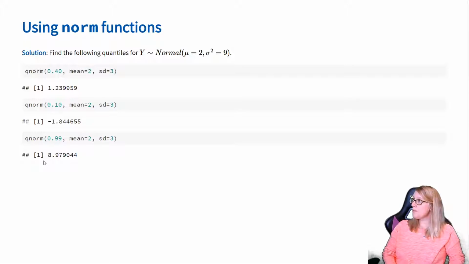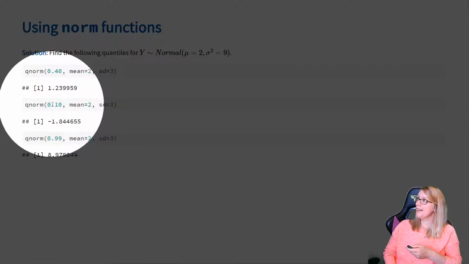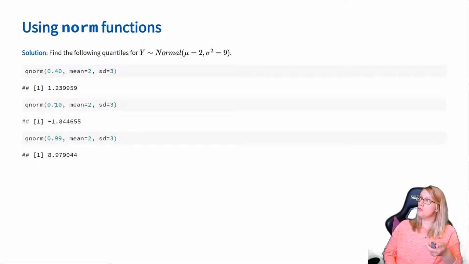So for example, if we want to find the cutoff that gives me the lower 40% of this distribution, we'll use the q-norm function. Our input argument becomes 0.4. And it turns out that there's a 40% chance, or a 40% probability, that y is less than 1.24.